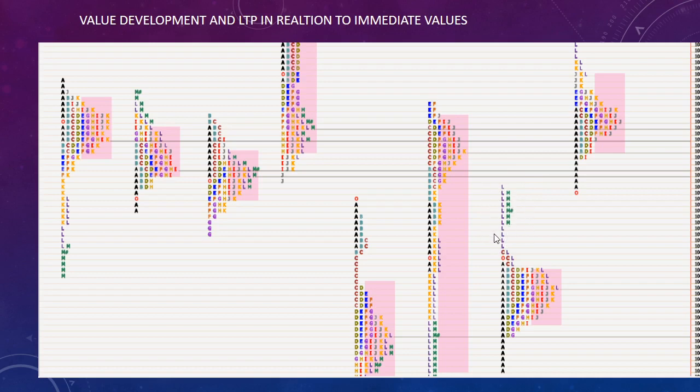So what the market does is move from imbalance to balance, and from balance to imbalance. But whatever you see in this particular chart is actually part of a larger balance that you're seeing.